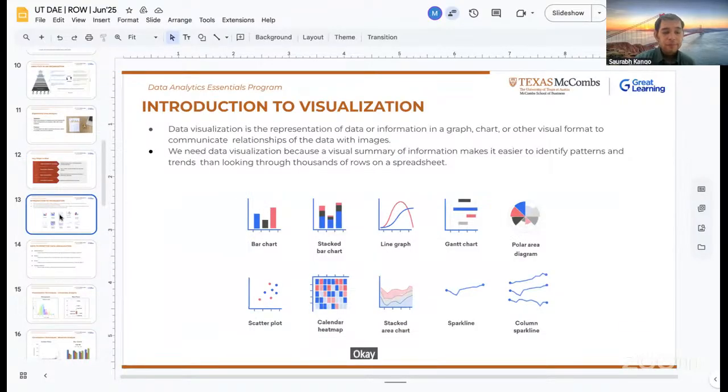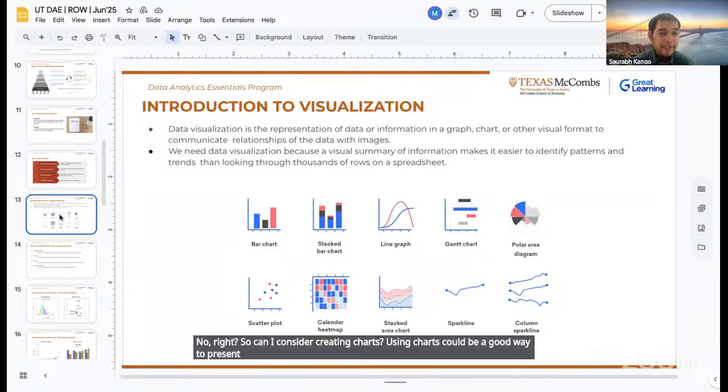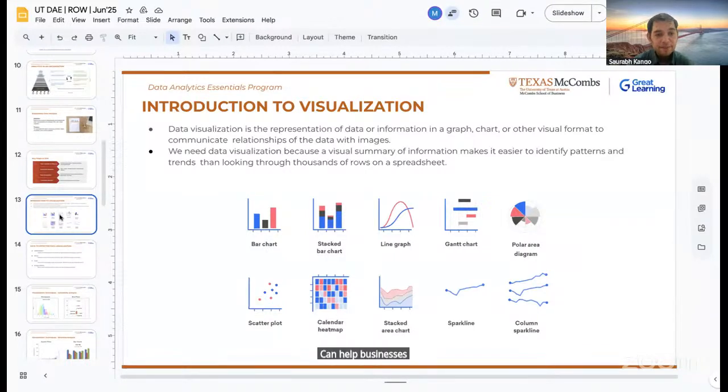Okay. Yeah, so in the whole process, like we have seen from the start, if you want to communicate any data insights to your business stakeholders, can I say data visualization will play a very important role? If you give them a large complex data, will they be able to make any decision based on that? No, right? Like if you give them a very big Excel sheet with a lot of data, will they be able to make any decision, any business stakeholders? No, right? So can I consider creating charts? Using charts could be a good way to present the data insights and help businesses make decisions.